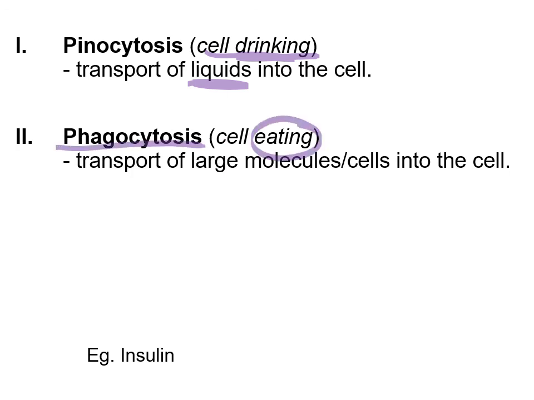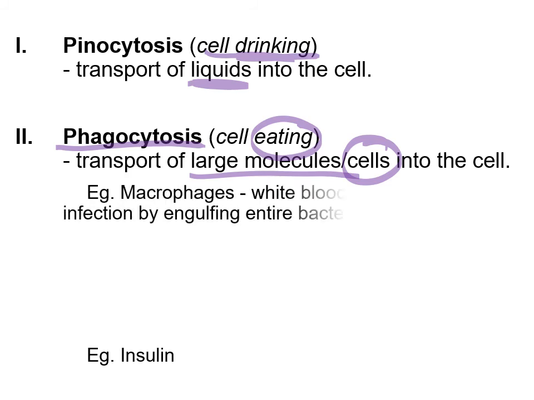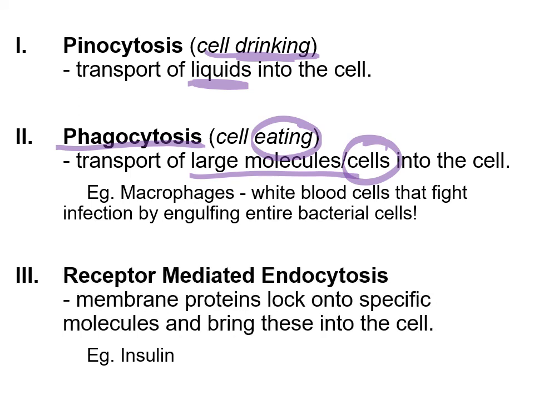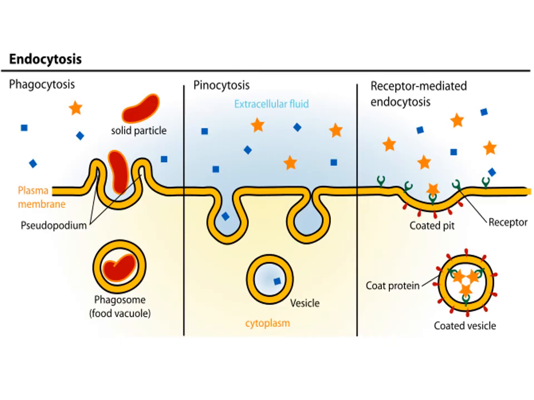Phagocytosis, think about eating it. And so this is, again, large molecules or even other cells, right? Some cells will consume other cells in order to destroy them and get materials and get energy. And so this is done through phagocytosis. And then we have receptor-mediated endocytosis. So this is using particular receptors on the cell's surface to bring in, say, particular molecules into the cell. So here's a diagram of the three of them.